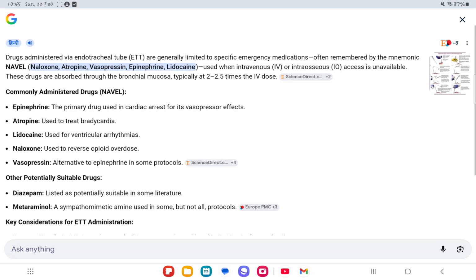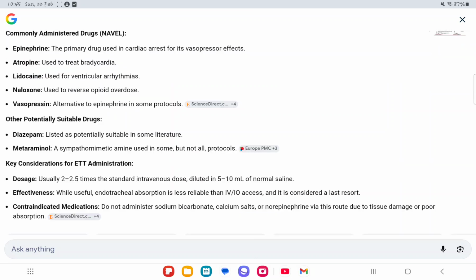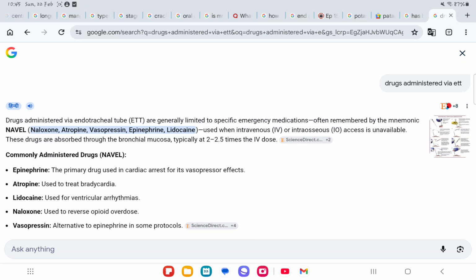The drugs that are administered via the endotracheal route can be remembered by the mnemonic NAVEL: naloxone, atropine, vasopressin, epinephrine and lidocaine. Another drug that can also be used is diazepam for seizure control. But your NAVEL are primary: naloxone, atropine, vasopressin, epinephrine and lidocaine.